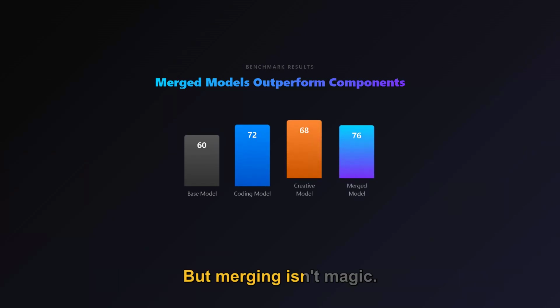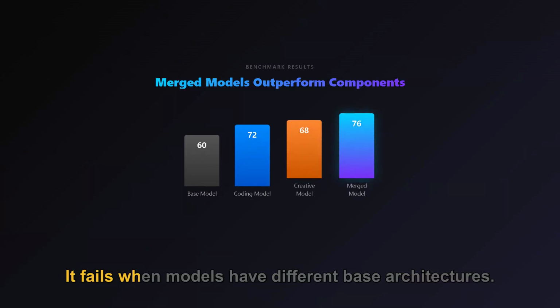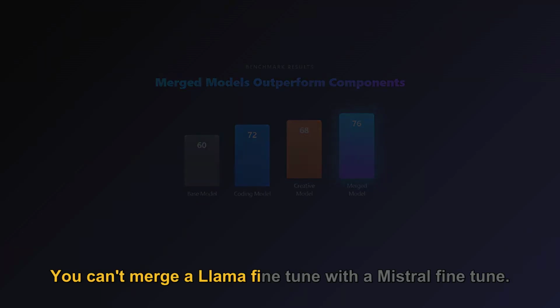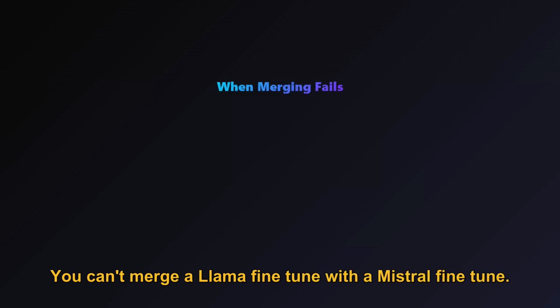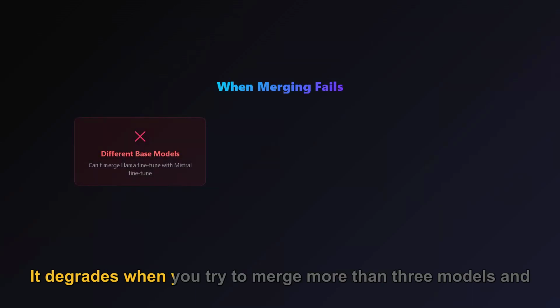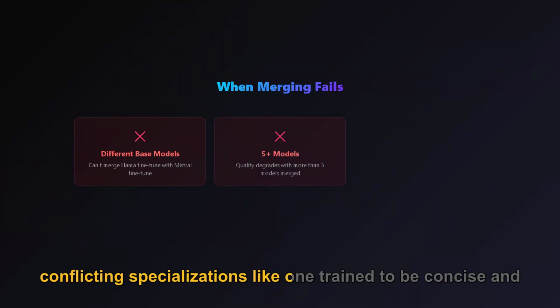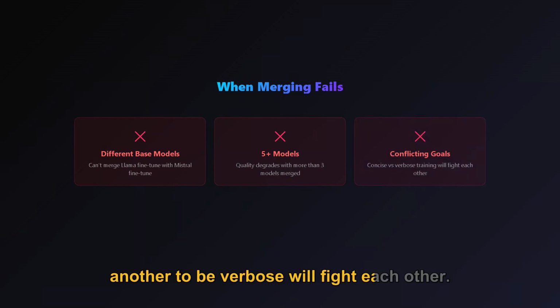But merging isn't magic. It fails when models have different base architectures. You can't merge a Llama fine-tune with a Mistral fine-tune. It degrades when you try to merge more than 3 models, and conflicting specializations, like one trained to be concise and another to be verbose, will fight each other.